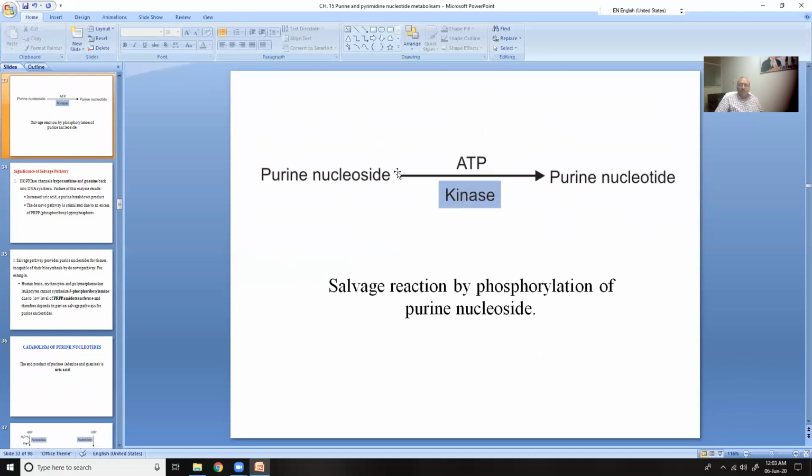Then purine nucleoside is converted to purine nucleotide by the addition of phosphate, and this phosphate is given by the ATP. Salvage reaction by phosphorylation of purine nucleoside, and the nucleoside is changing to nucleotide by the addition of phosphate from ATP.